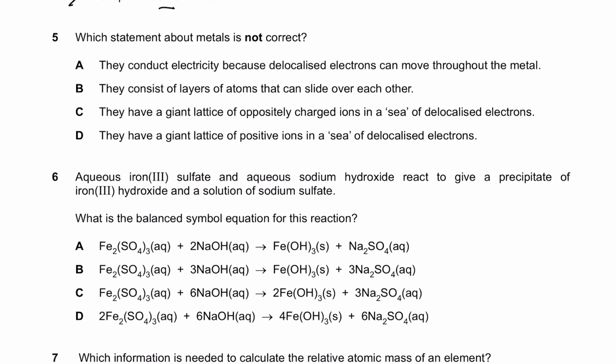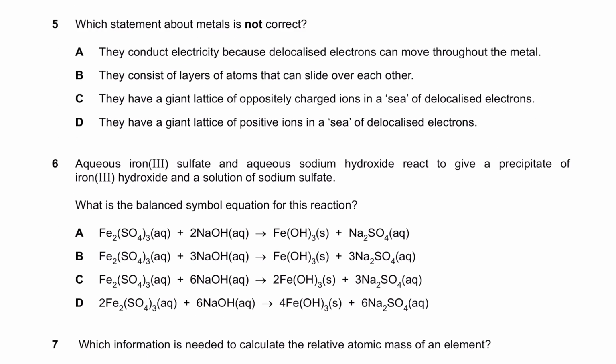Question 5 says which statement about metals is not correct? They conduct electricity because of delocalized electrons that can move throughout the metal. Yes, that's true. Absolutely. Metals have a sea of delocalized electrons. That's how they can conduct electricity. They consist of layers of atoms that can slide over each other, and that's the reason why metals are malleable and ductile, because the layers can slide over each other. So B is also true.